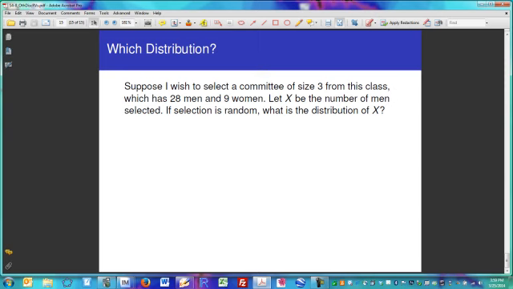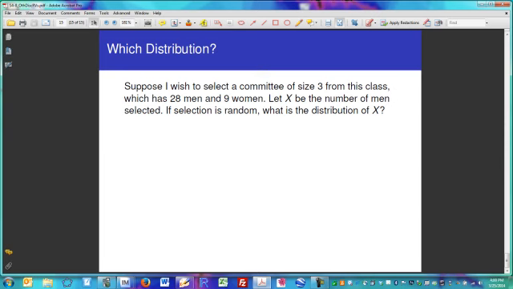So let's identify the parameters then. The parameters in the hypergeometric are big N, little n, and little m. So let's see, big N is the size of the collection. It would be 28 plus 9, or 37. That would tell me the size of the population. So big N is 37. Little n is the size of the selection that we're taking out of the collection, so little n is 3 in this case.